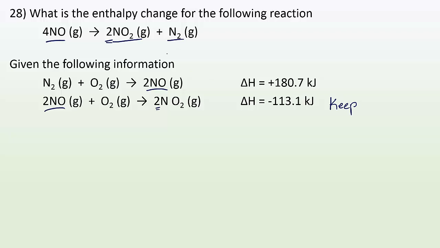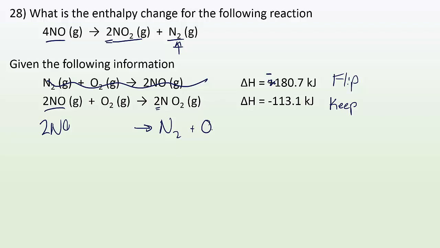All right, what about N2? N2 only shows up in that first equation. And if it's in the product of what I need, but it's in the reactant of what is given, that tells me I'm going to have to flip it. So that positive value is going to become a negative value. And this equation is going to get flipped around. So I'm going to rewrite that below it. All right, so it flips around. I end up with 2NO becoming N2 and O2.